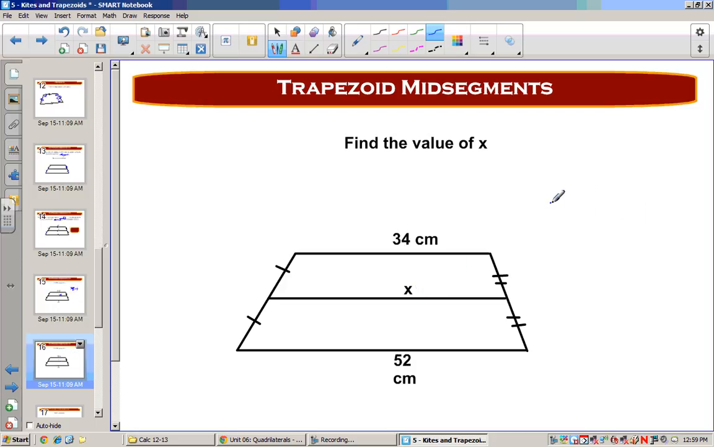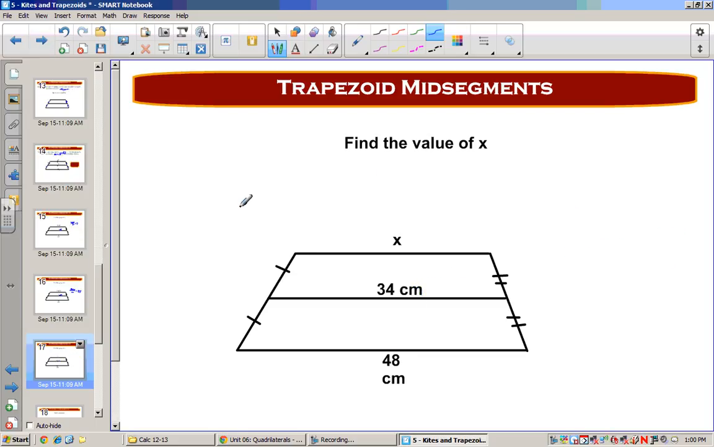Here, 34 plus 52 divided by 2. What's that? 86 divided by 2. So 43. Had to recheck my math.